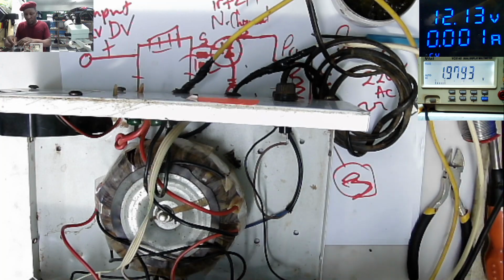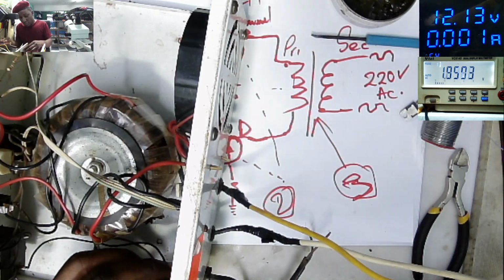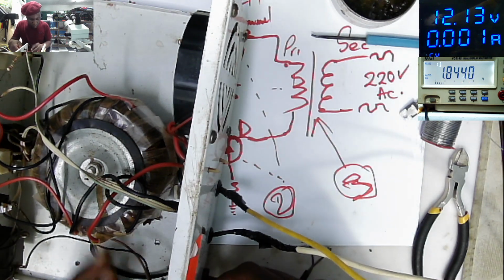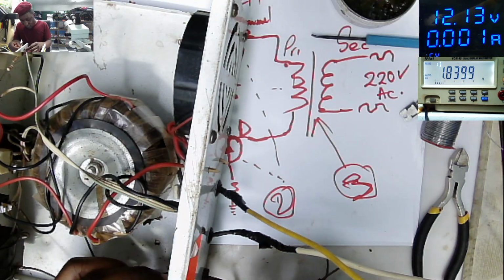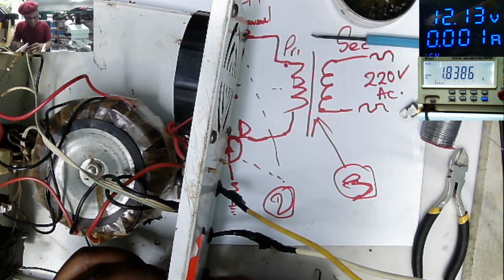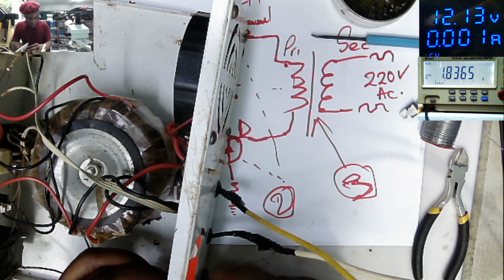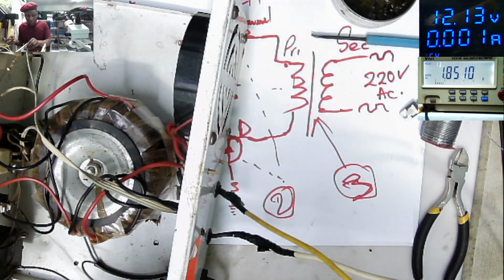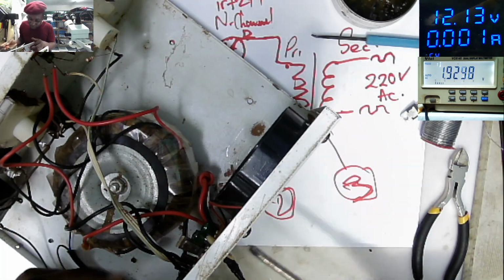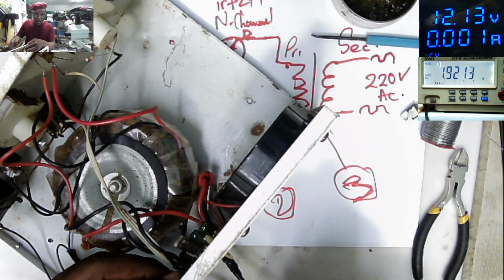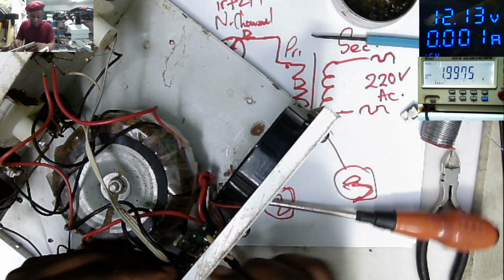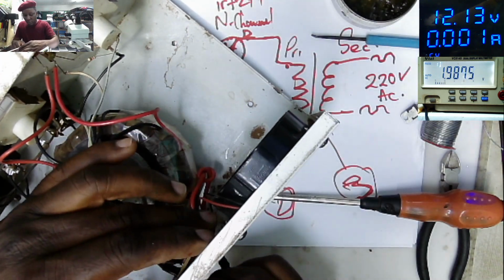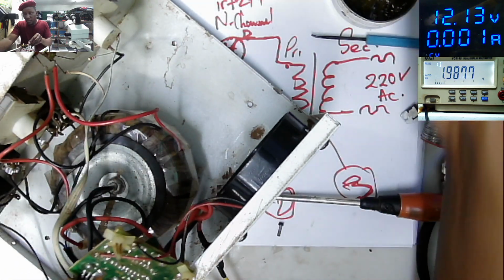Okay. So we have a problem here. We have a big problem. Why is the transformer outputting only 70? Let's take down that MOSFET which we replaced. Let's take it down. This one.